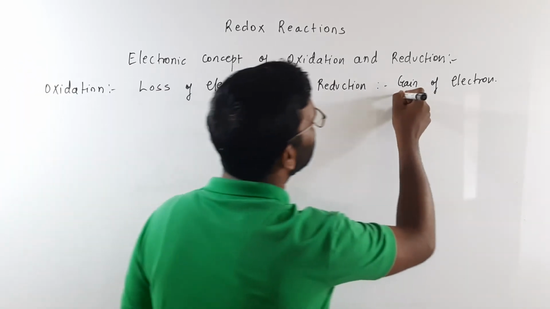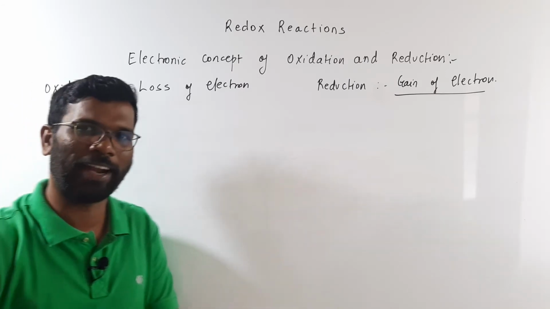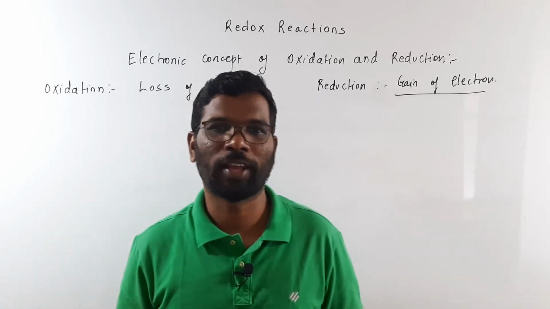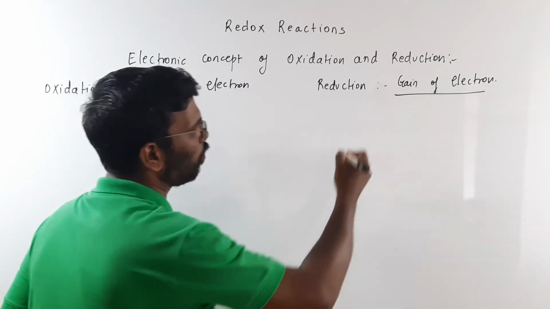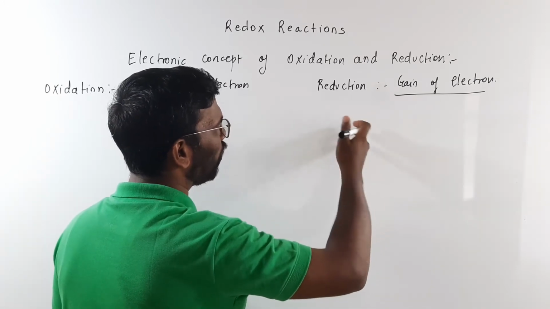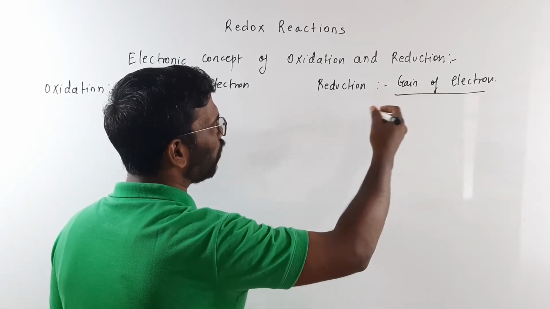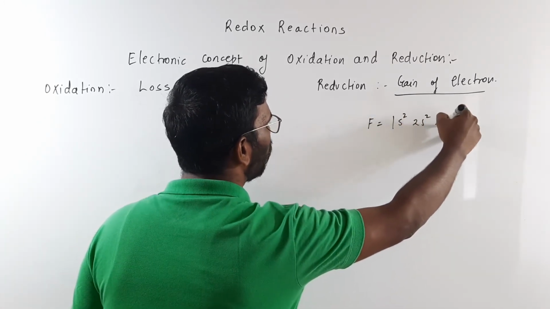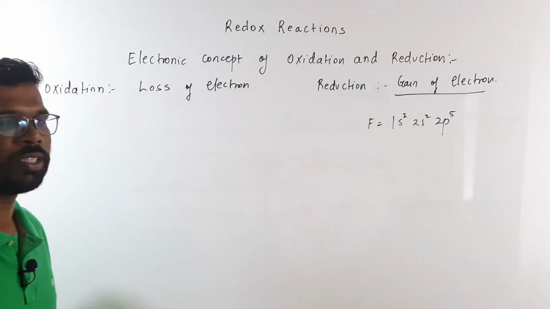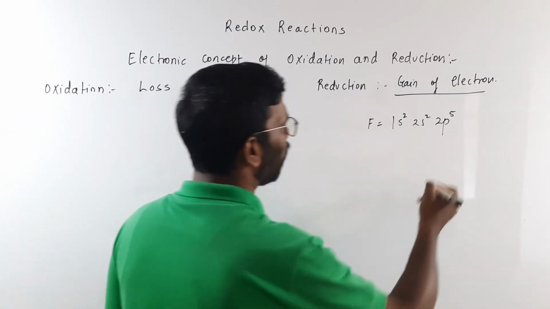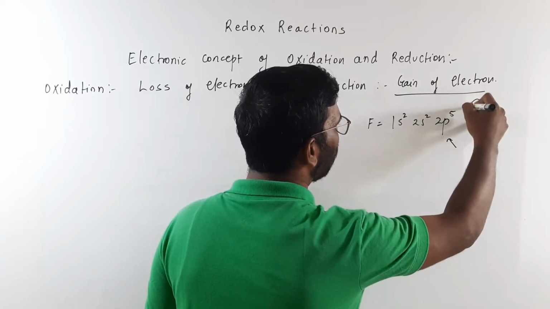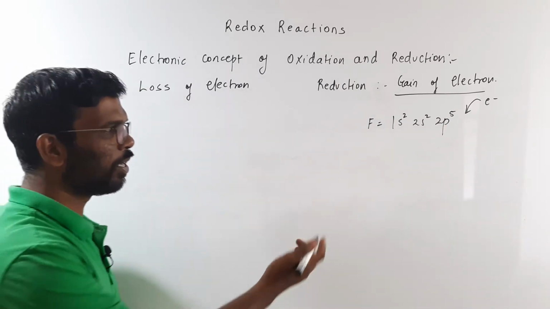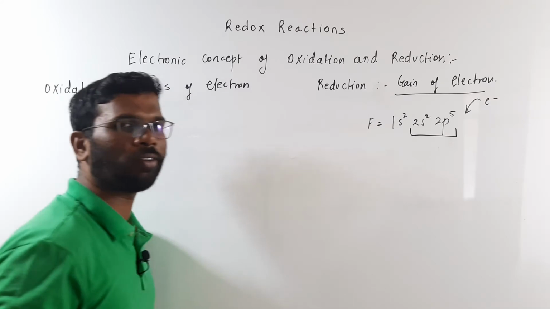What is reduction? Reduction is gain of electron. If you see the halides, the group 17 elements, they are always in need of one electron. If you just take one example, like chlorine, fluorine, what is the electronic configuration? Let's take fluorine. Its electronic configuration is 1s2, 2s2, 2p5. And if it accepts one electron, then it will have a noble gas configuration. There will be 8 electrons in the outermost shell.